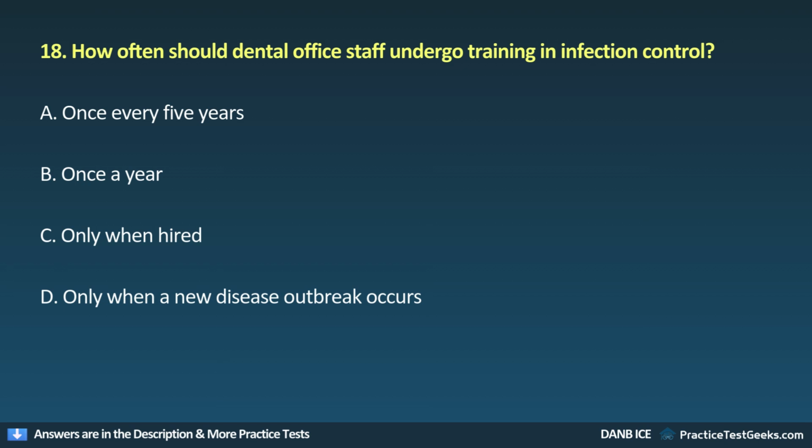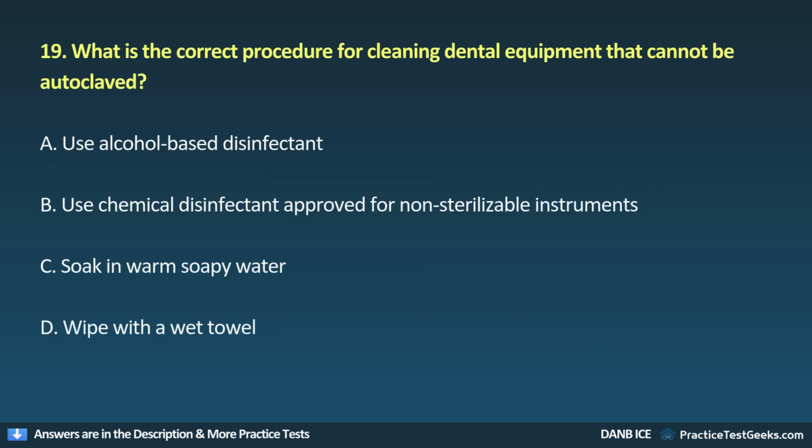18. How often should dental office staff undergo training in infection control? A. Once every 5 years. B. Once a year. C. Only when hired. D. Only when a new disease outbreak occurs.